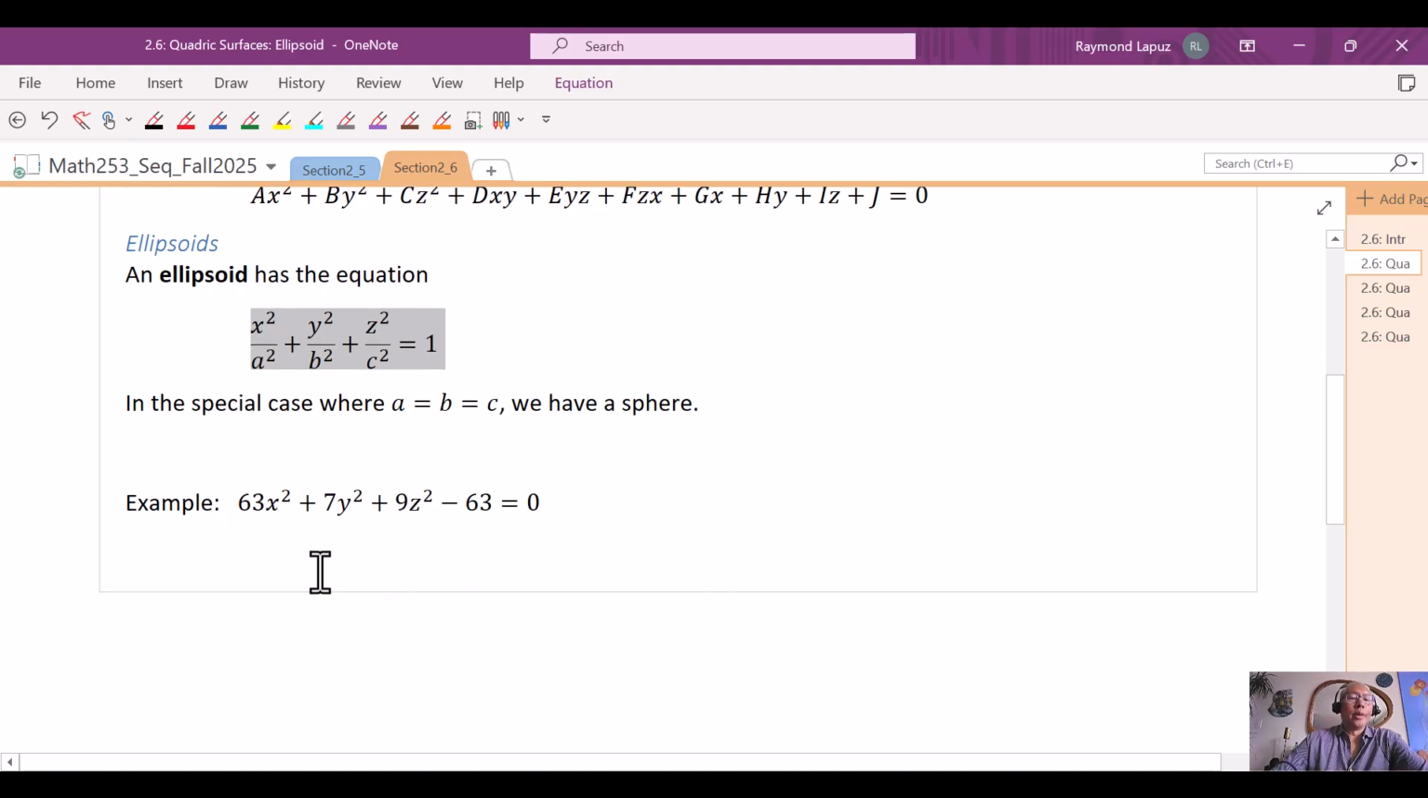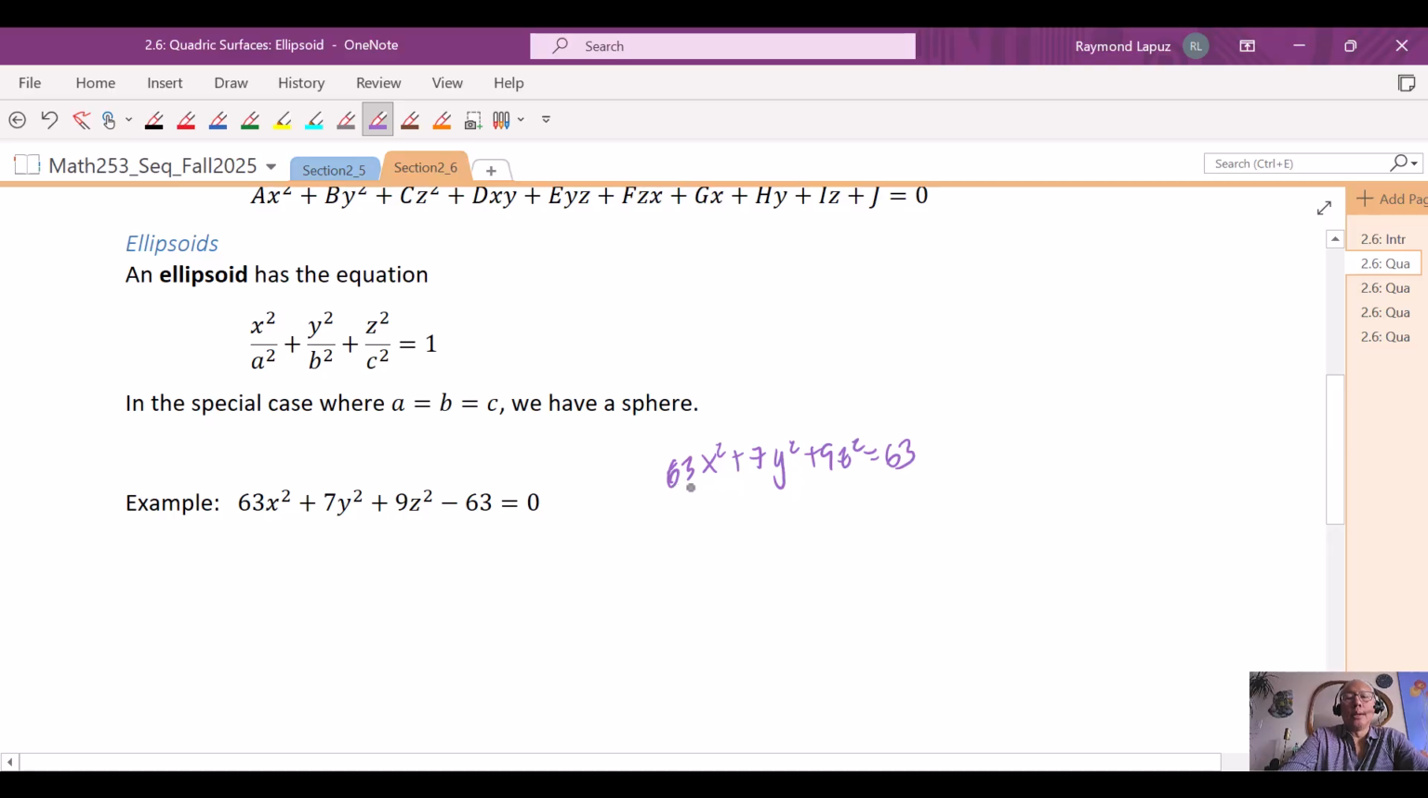All right, we have 63x squared plus 7y squared plus 9z squared minus 63. So it doesn't quite look like our standard equation, but we can easily move things around. Let's bring this 63 over to the other side, and let's divide by 63. So in a couple of steps, we will have 63x squared plus 7y squared plus 9z squared is equal to 63.